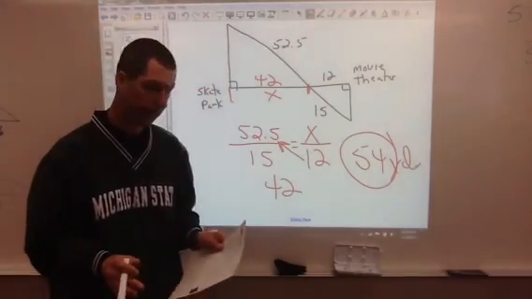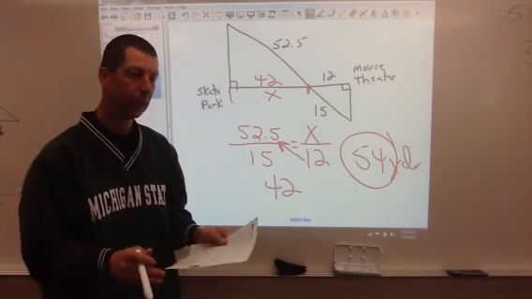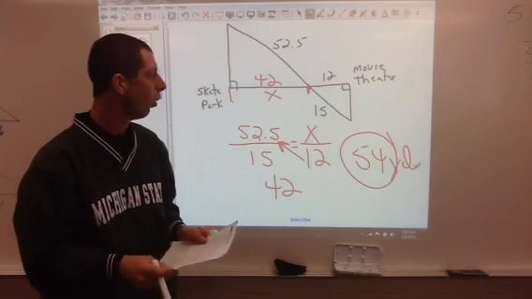So those are the two types of problems that students are going to see out of Chapter 6, Section 9, indirect measurement. Hopefully this is helpful.